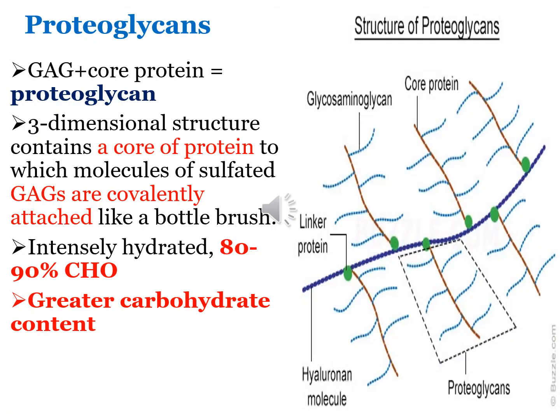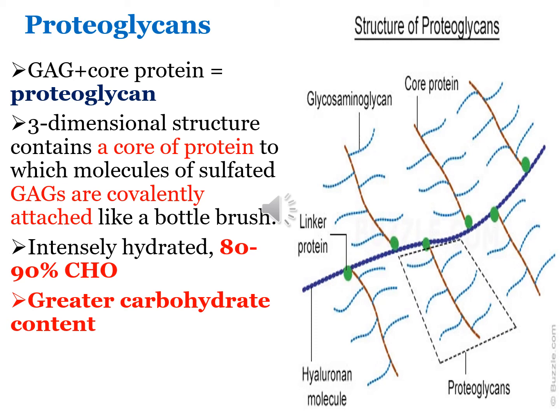Now we are going to talk about proteoglycans. Proteoglycans are composed of a core central protein to which are attached sulfated GAGs by covalent bonds. They are synthesized on the rough endoplasmic reticulum and mature in the Golgi, where the GAG side chains are added to them, and then they are secreted by the cells by the process of exocytosis.